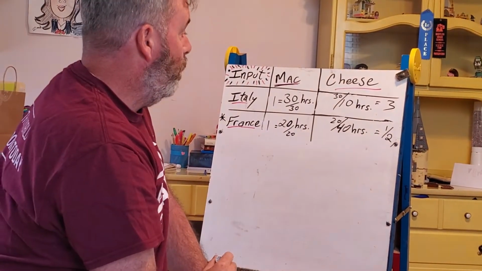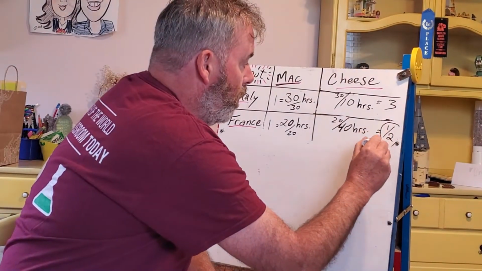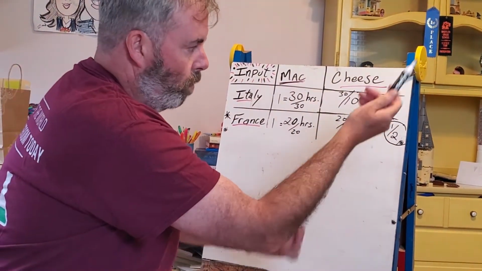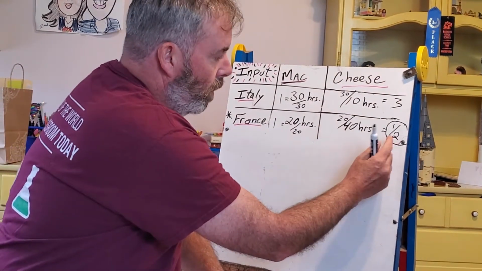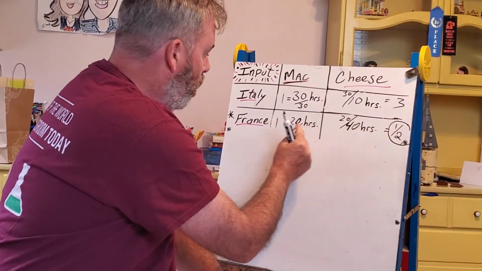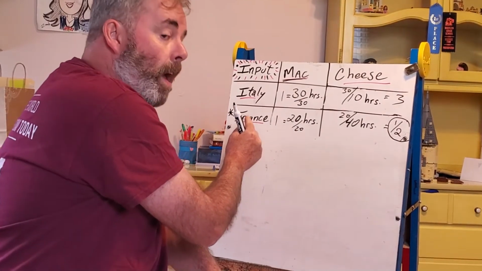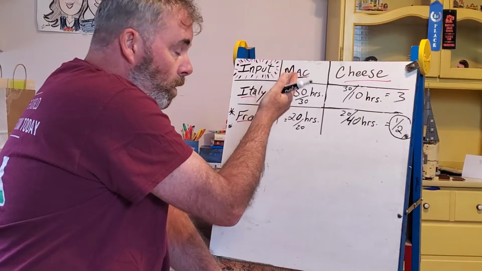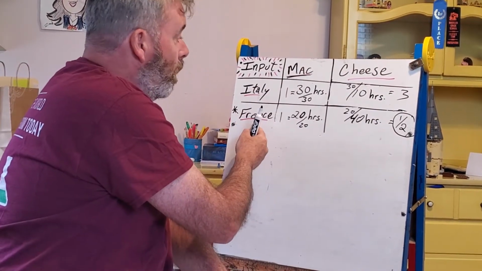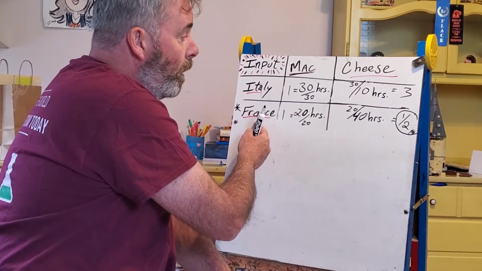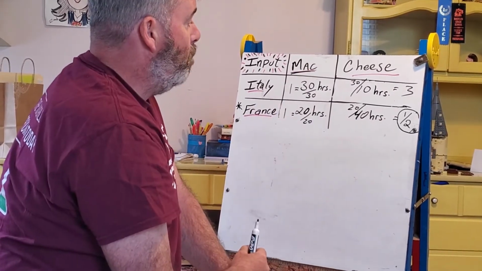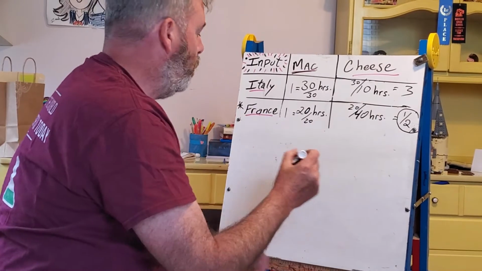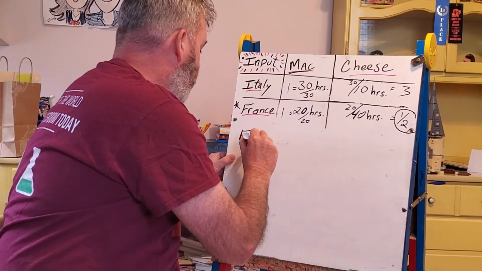So, what do we do? We circle the lower number. Obviously, 1/2 is lower than 3. And then we stay in our columns, right? 1/2 belongs to France. And whatever column we equated into 1 is the product in question. So France enjoys the comparative advantage in the production of macaroni and cheese. Why? Because they can produce it at a low opportunity cost. So let's write that down.